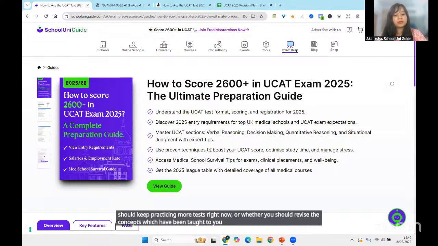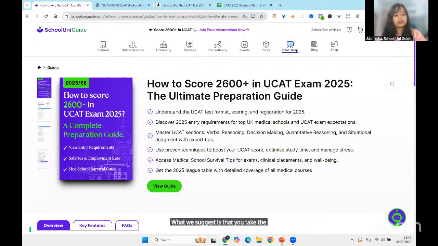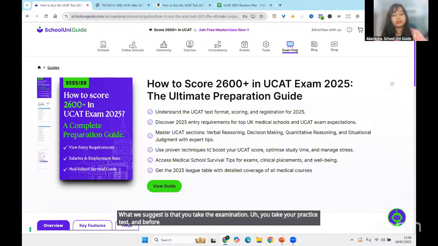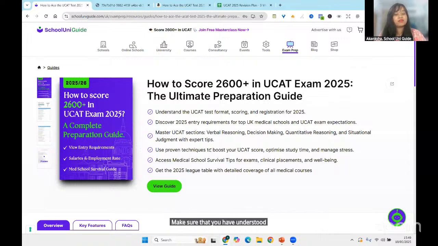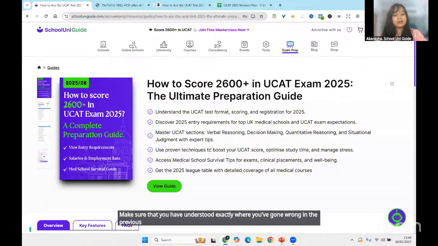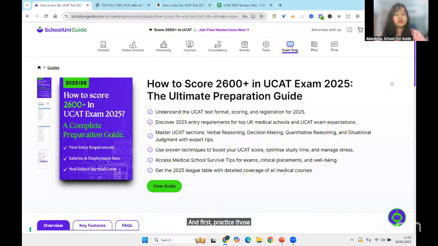So the general approach to this is a mixture of the two. What we suggest is that you take your practice test, and before you jump onto the next practice test, make sure that you have understood exactly where you've gone wrong in the previous test. Make sure that you've highlighted which topics or subtopics you could be struggling with, and first practice those topics before you move on to the next test.